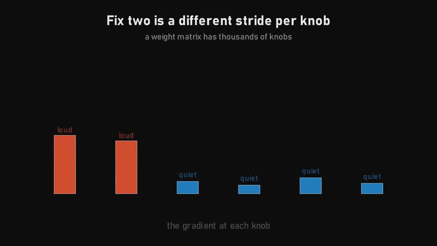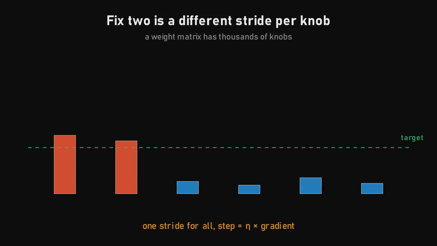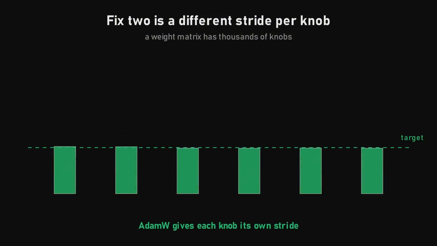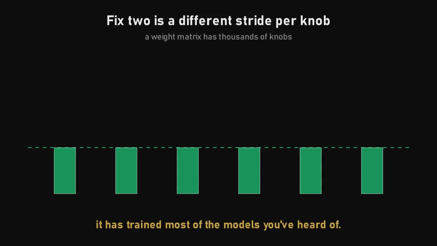And fix 2 is to use a different stride per knob. A weight matrix has thousands of individual numbers or knobs. Some get big, loud gradients, others get tiny whispers. Forcing one stride on all of them is wrong. The loud ones need small, careful steps, and the quiet ones need a boost just to move. This is AdamW. It tracks each knob's recent gradient history and gives each its own stride.